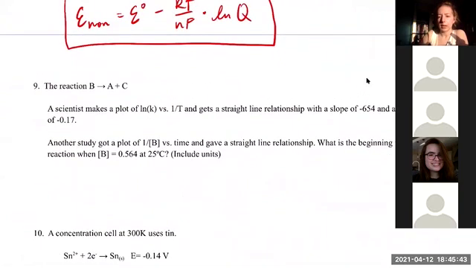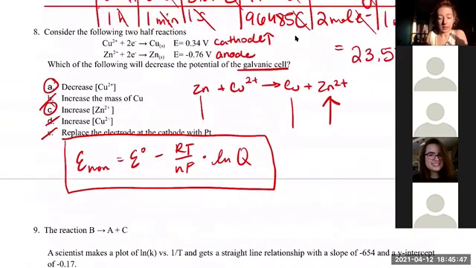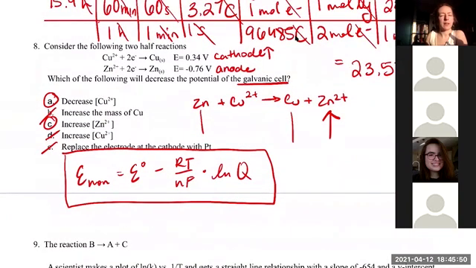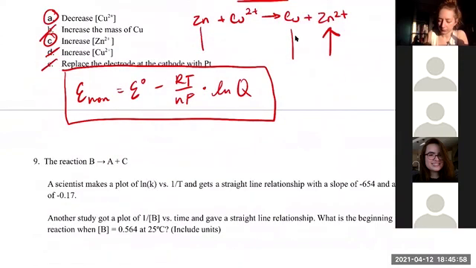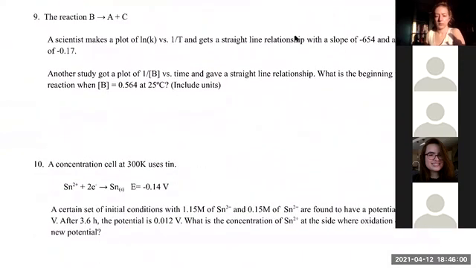Would the answer be different if we were dealing with an electrolytic cell? Yes, it would, because we're doing everything kind of in reverse. And so this balanced reaction here would be flipped. It would be the opposite. Okay.